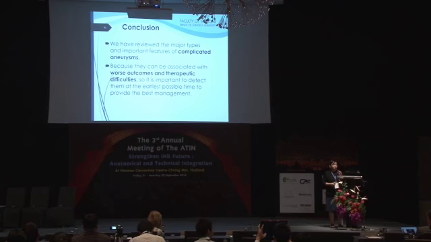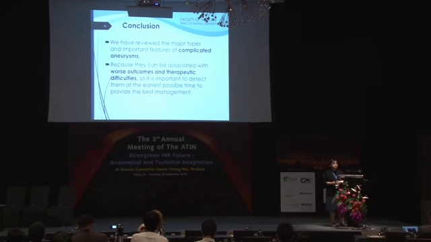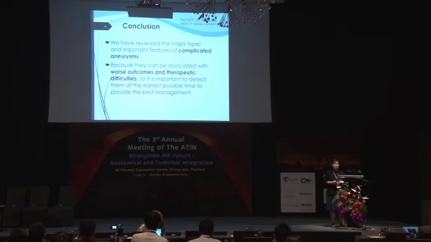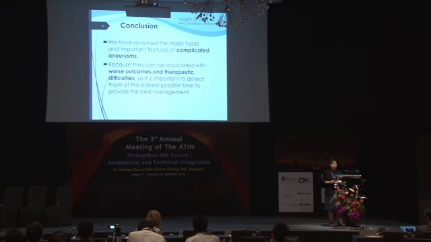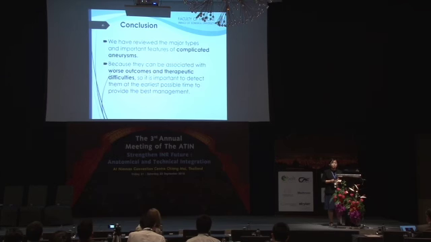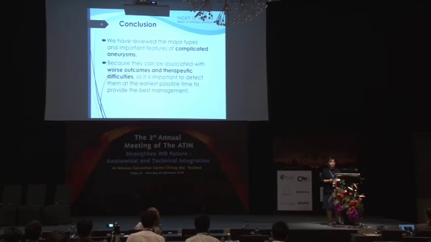Well, we have reviewed the major types and important features of complicated aneurysms. These aneurysms can be found in normal practice and can be associated with worse outcomes and therapeutic difficulties. So it is important to detect them at the earliest possible time to provide the best management to the patients. Thank you very much.